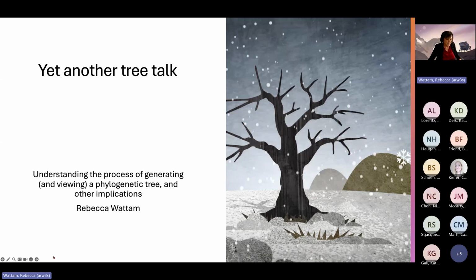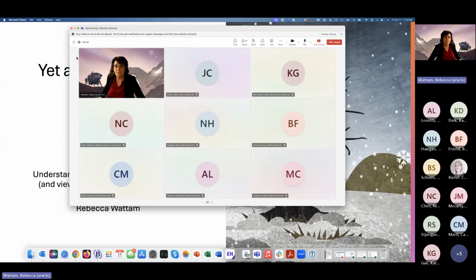And you can all see my screen, I believe. I'm going to minimize that, I think. Oops, no, that didn't do it.